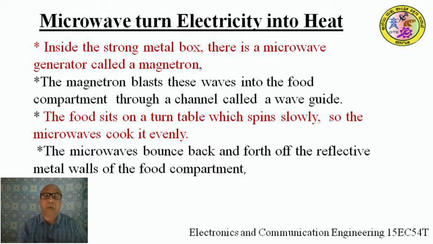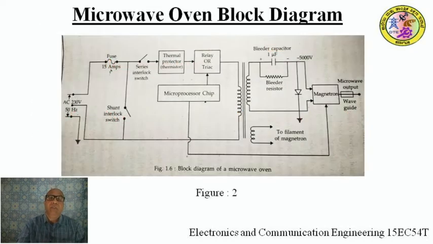The microwaves bounce back and forth off the reflective metal walls of the food compartment. So due to this reflection, almost no microwave comes out of the box or microwave oven; it is reflected back to the food or inside the compartment. Now let us see the block diagram of a microwave oven. It's looking very simple.